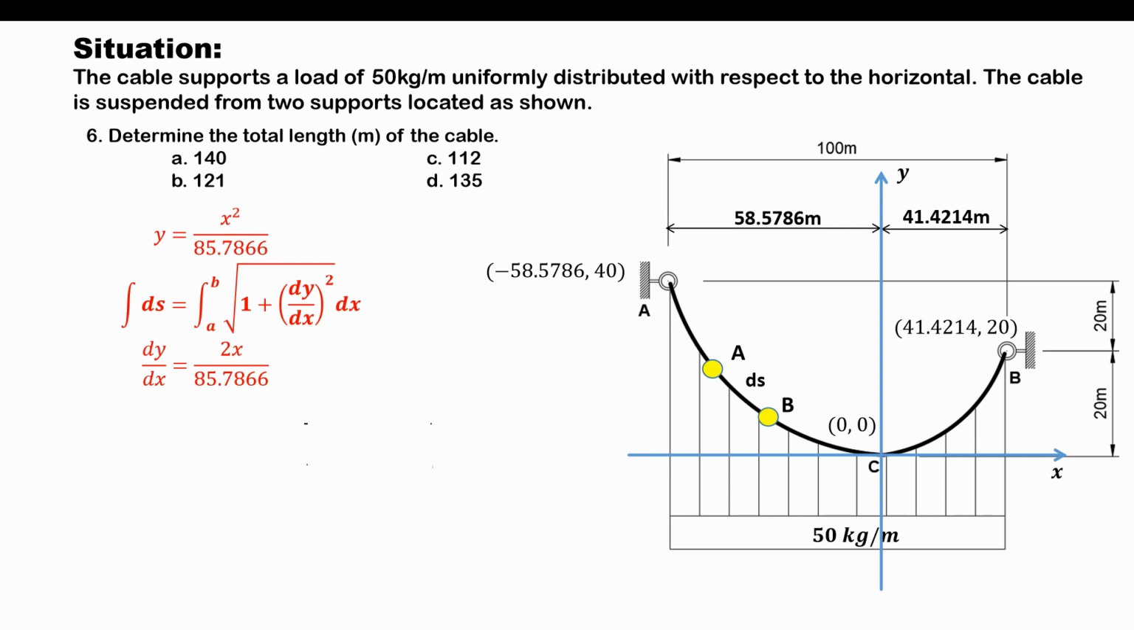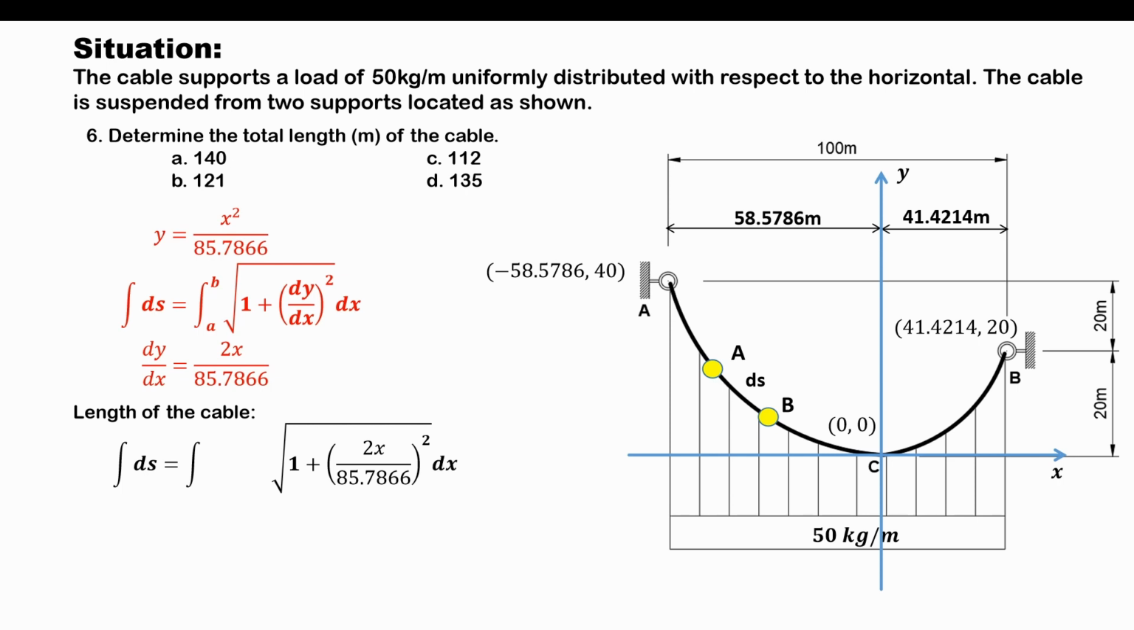So now, here's the summary of the equation of the parabolic cable, the integral equation that we will be using in computing for the total length of the cable, as well as the first derivative of the equation of the parabolic curve, which is a requirement in order for us to solve the total length of the cable. So the total length of the cable would be the integral of ds, equal to the square root of 1 plus the value of the first derivative of the parabolic cable, which is 2x over 85.7866, squared, multiplied by dx.